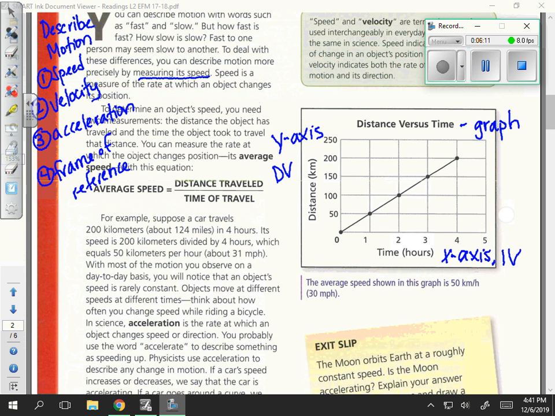If you notice in this distance time graph, the car is actually increasing at a constant speed, okay? And that's because the line is straight. So it's increasing at a constant speed. Every 1 hour, it travels 50 kilometers. So that means that its speed is constant.